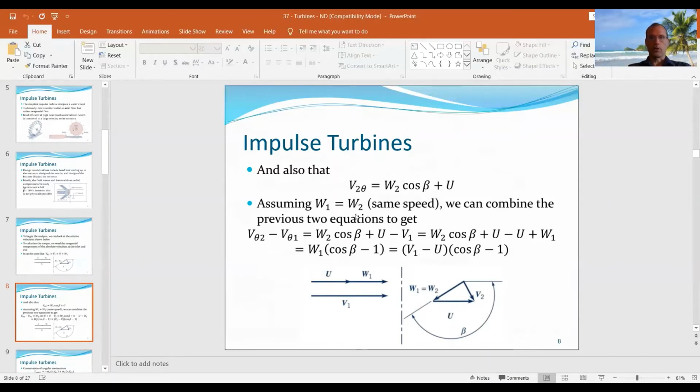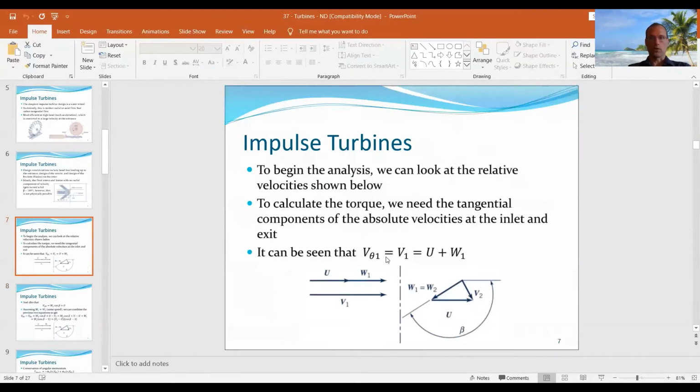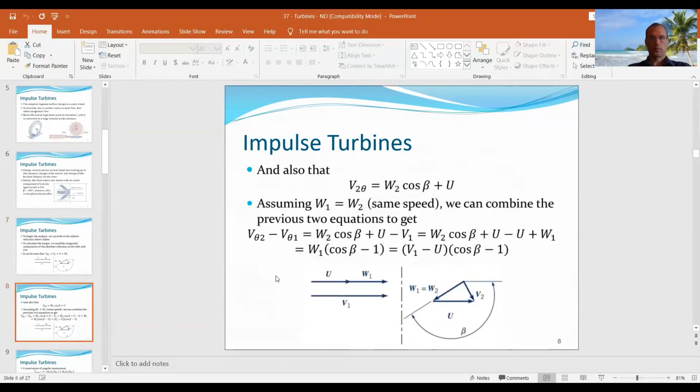Then again, assuming W1 and W2 are the same, look at this equation for V2 theta and this equation for V1 theta, and knowing that W1 and W2 are equal, V2 theta minus V1 theta, so this one minus the other one. Here's V2 theta, W2 cosine beta plus U, minus the one we had before, which was V1, because V theta 1 is just V1 in the X direction. So W2 cosine beta plus U, and then V1 is U minus W1.